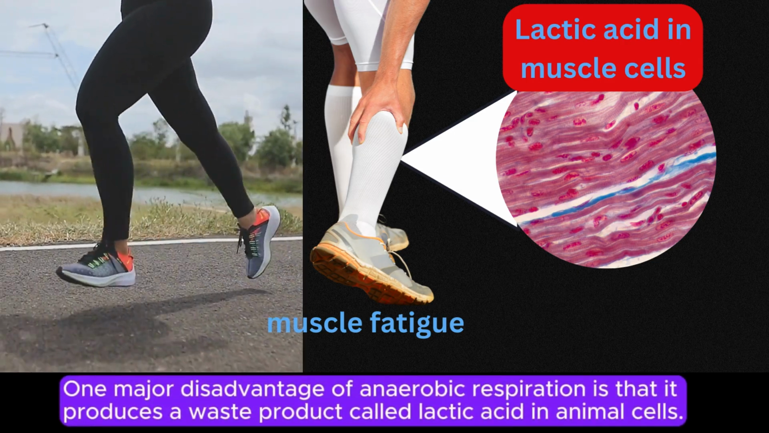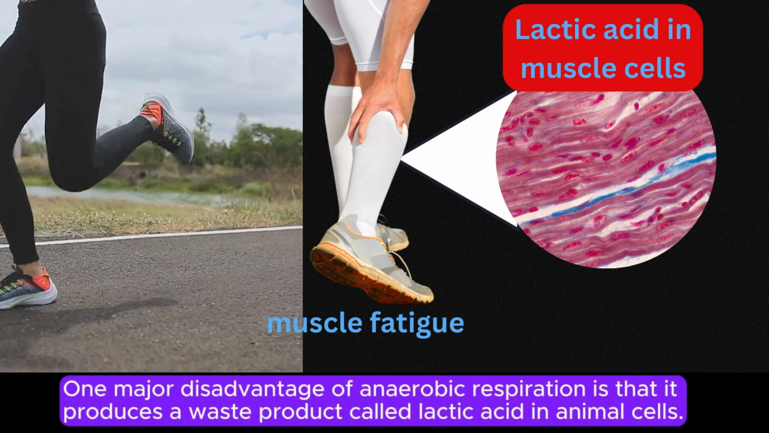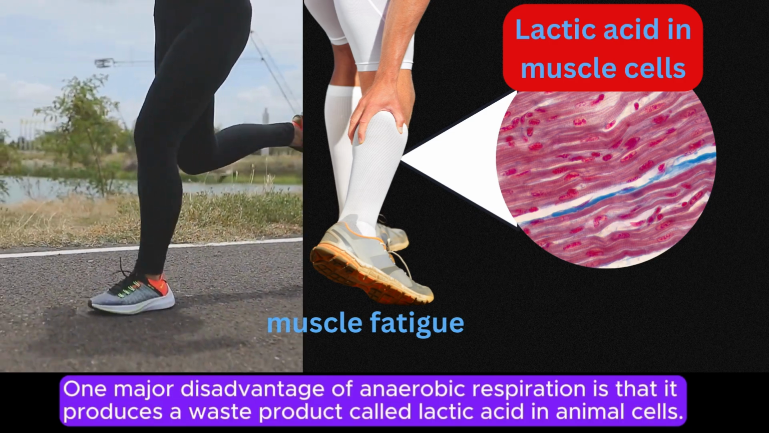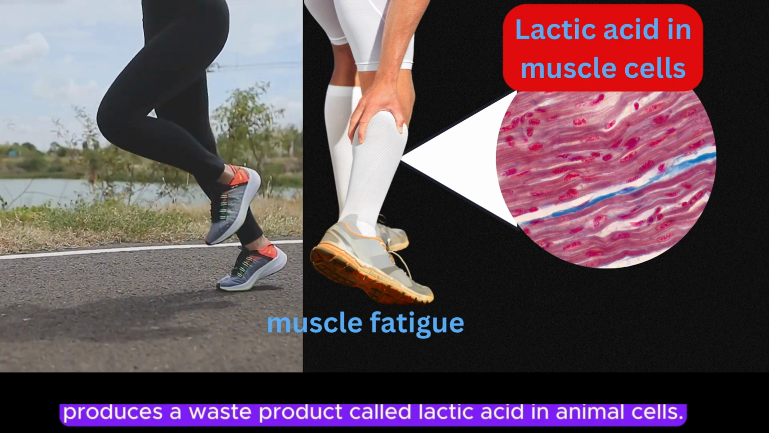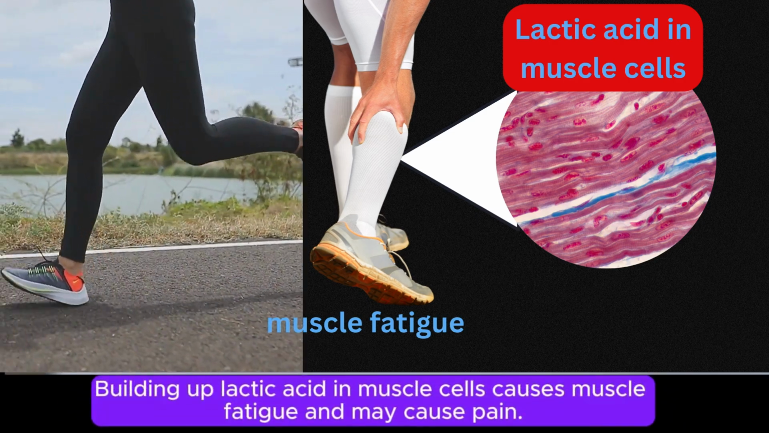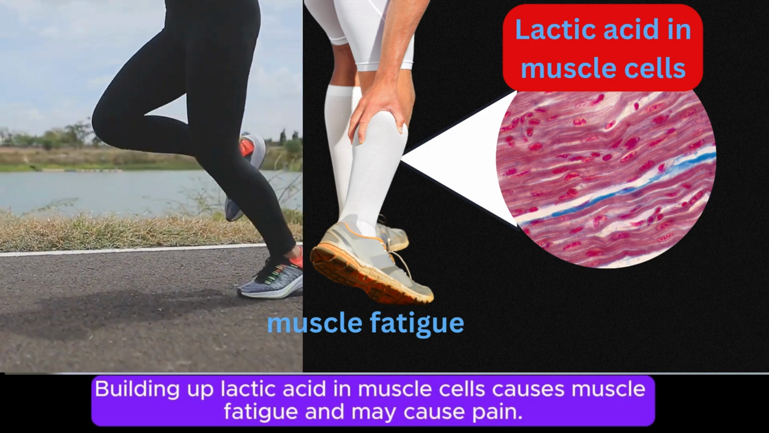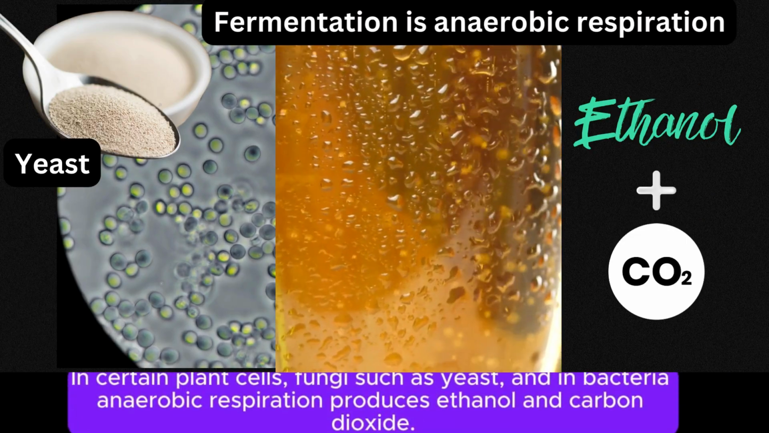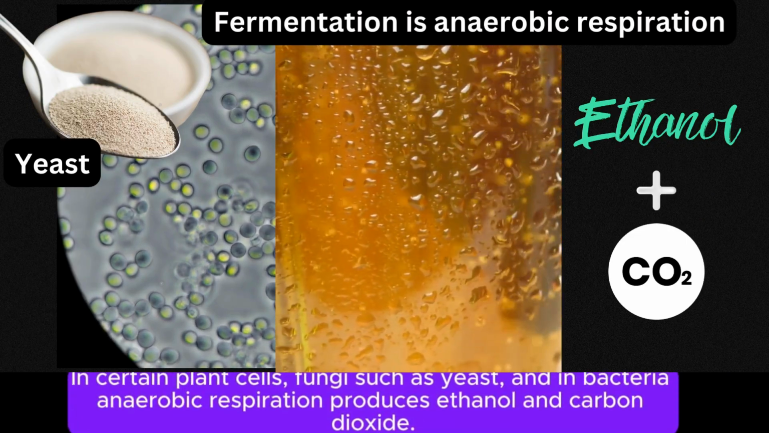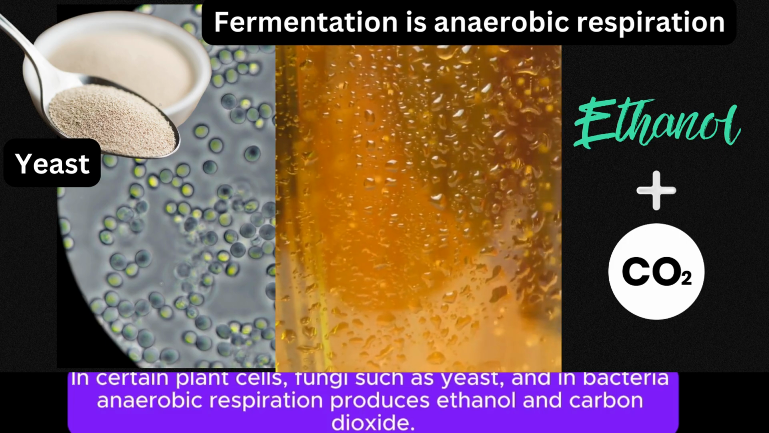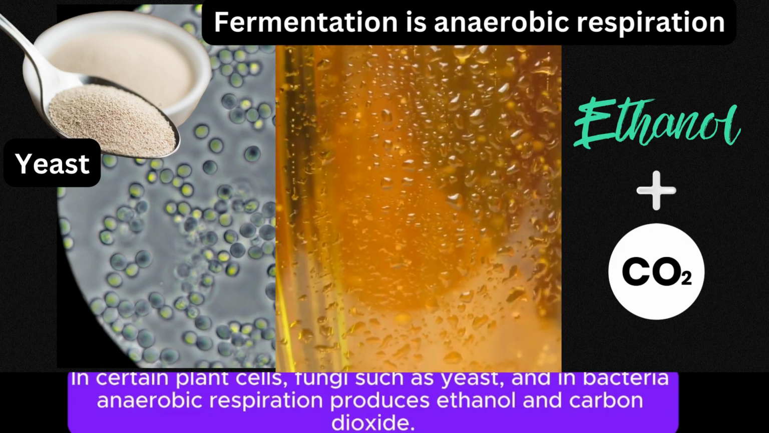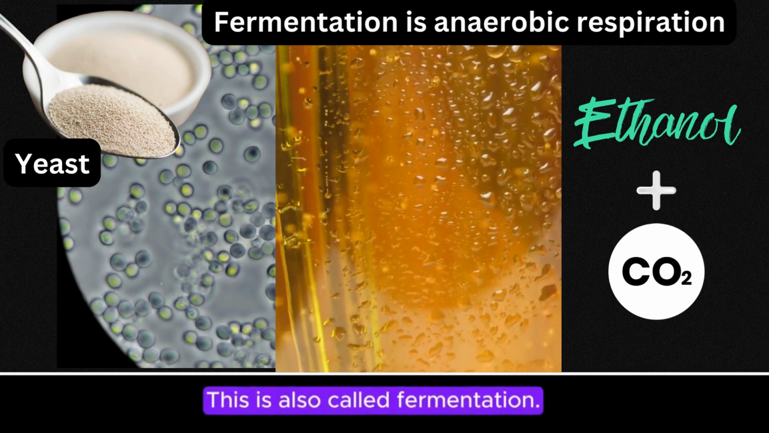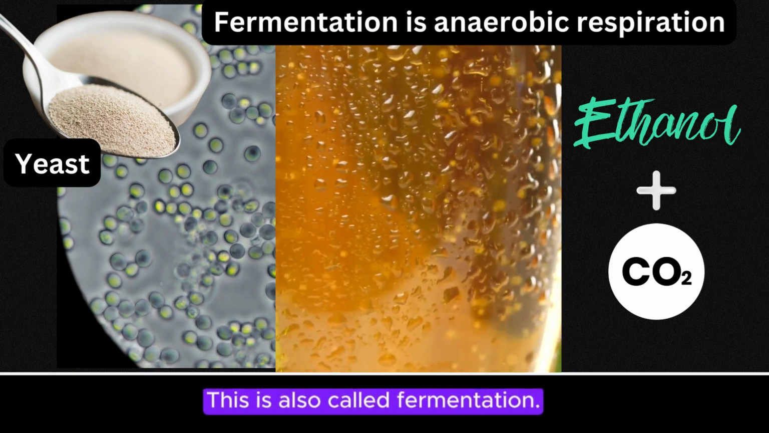One major disadvantage of anaerobic respiration is that it produces a waste product called lactic acid in animal cells. Building up lactic acid in muscle cells causes muscle fatigue and may cause pain. In certain plant cells, fungi such as yeast, and in bacteria, anaerobic respiration produces ethanol and carbon dioxide. This is also called fermentation.